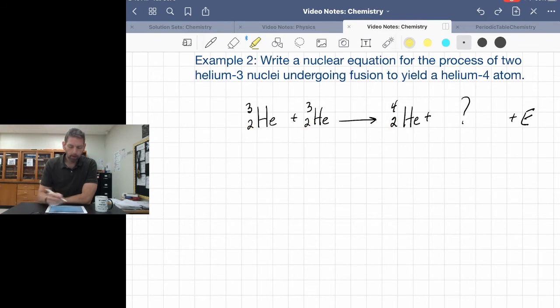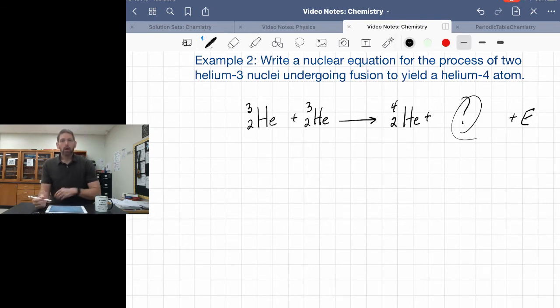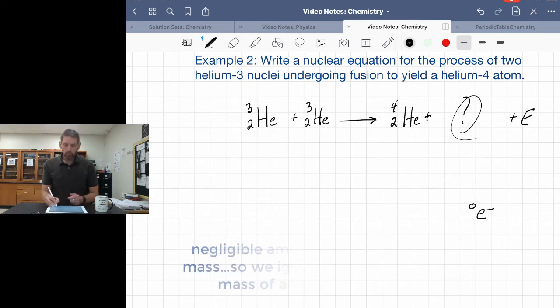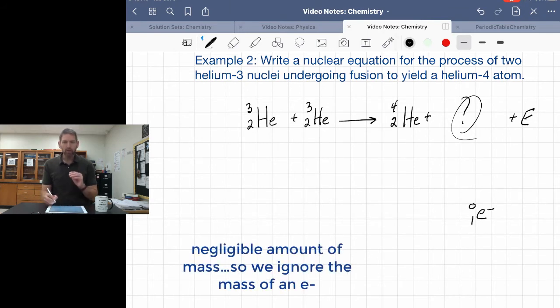Okay? So we ask ourselves, what is it that's going to account for the 2 protons that are missing and add a mass of 2? Well, if we remember correctly, we know some isotope notation from the way we've been writing our elements, but we also know an electron. We use 0 mass for an electron because it's so negligible that we just ignore it. So that would be the isotope notation for an electron.